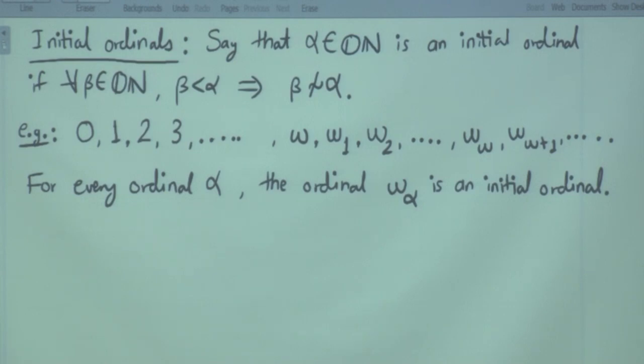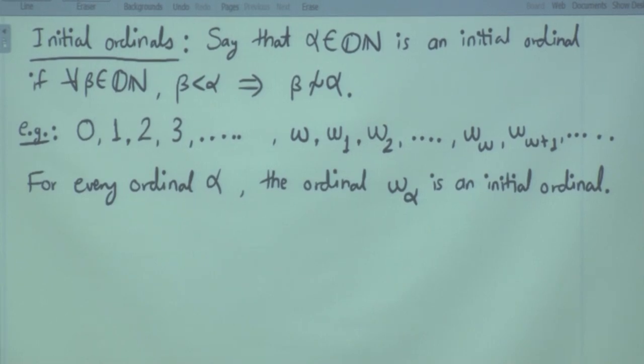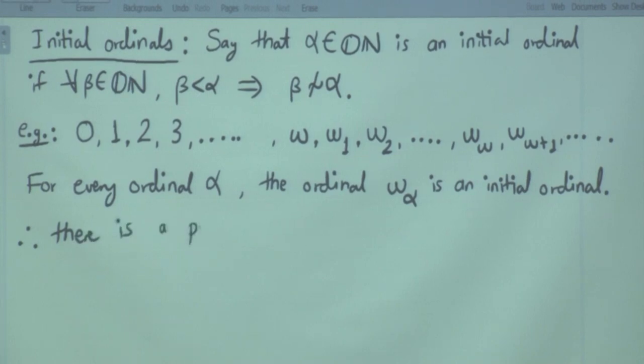So, how many initial ordinals are there? As a consequence, just by this statement, as many as ordinals, plus 0, 1, 2, 3 and so on. Those are not indexed by ordinal numbers, those are just natural numbers, and after that we have omegas. So omega is actually omega sub 0, right? Then omega 1, omega 2, etc. So basically, therefore, there is a proper class of initial ordinals.